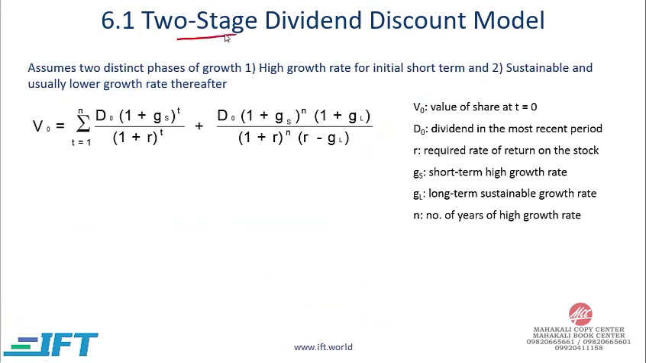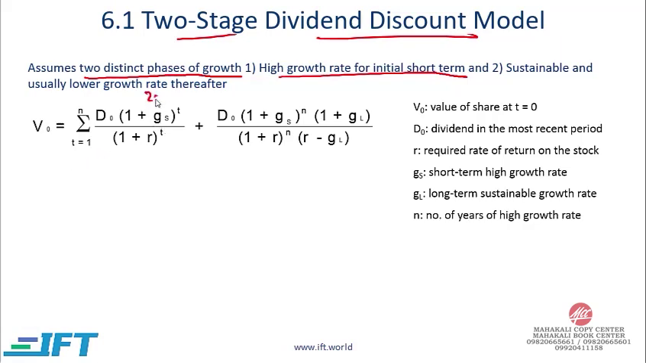So let's start with a basic two-stage DDM. In a two-stage DDM, as the name implies, we assume two distinct phases of growth. A high growth phase for an initial short term, and then a sustainable and usually lower growth rate thereafter. The curriculum gives a somewhat complicated looking formula, which is actually very straightforward, and I'll explain this through a simple example. Let's say that you have a company where the expected growth rate for 3 years is 20%.